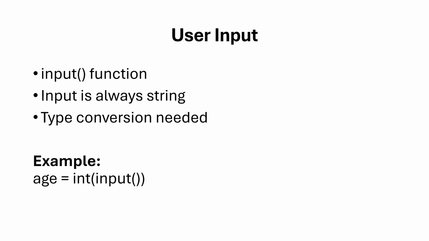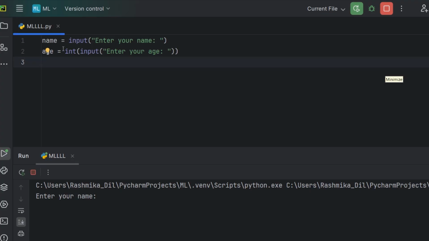Now, let's take input from the user. Python uses the input function to do this. A very important point is that user input is always taken as a string. So you can see it in this code also. That's why we convert age into an integer using the int function. Python automatically handles spaces when we separate values with commas.